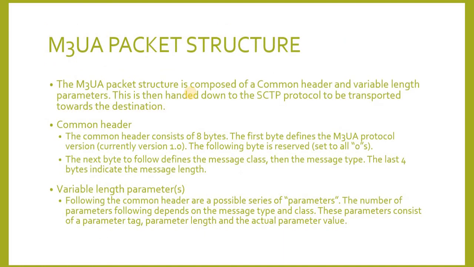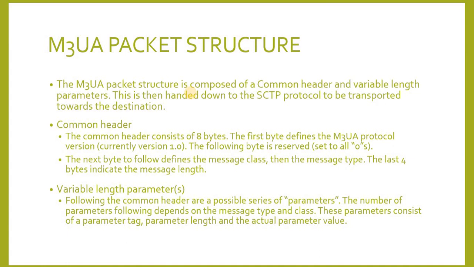M3UA packet structure. The M3UA packet structure is composed of a common header and variable length parameters. This is then handed down to the SCTP protocol to be transported towards the destination. Common header. The common header consists of 8 bytes. The first byte defines the M3UA protocol version, currently version 1.0. The following byte is reserved, set to all 0s. The next byte to follow defines the message class, then the message type. The last 4 bytes indicate the message length.